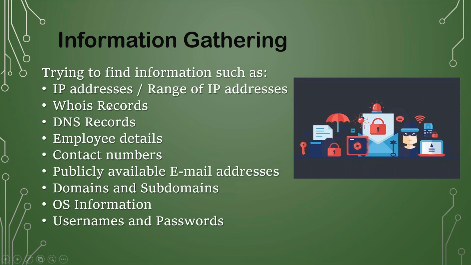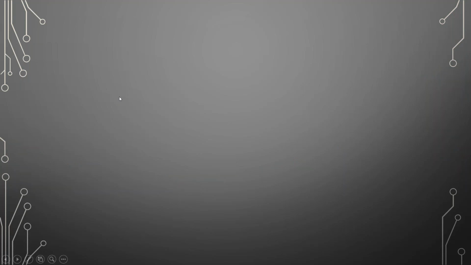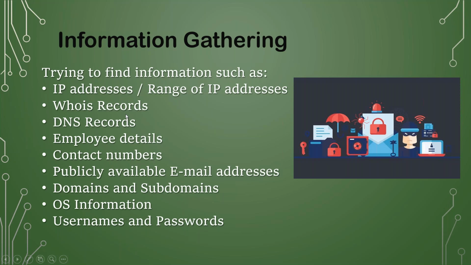Then we have something called DNS records. Every organization has a DNS server which links all their main domains and their subdomains to their exact public IPs. So we need to get the DNS records of the organization. Then the employee details, such as the contact numbers of the employees, the phone numbers, the fax numbers, their email addresses, their usernames and passwords, if anything got leaked on the internet. All that information falls under employee details. Then the domains of the website, subdomains of the website, and the operating system information. What OS are they using for their main important servers?